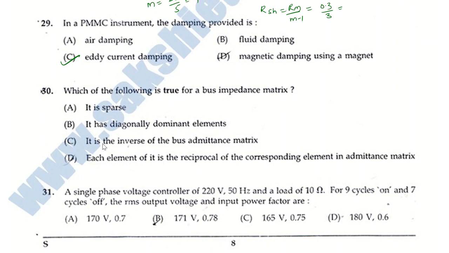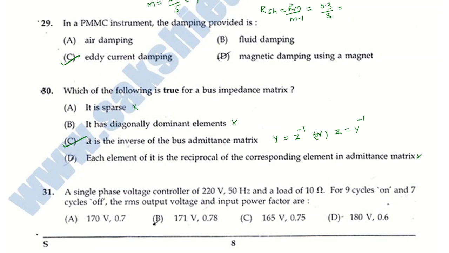Which of the following is true for a bus impedance matrix? It's not a sparse matrix. Why? Because the bus admittance matrix is a sparse matrix and it has diagonally dominant elements. This is also wrong. It is the inverse of the bus admittance matrix. We know that Y is equal to Z inverse, or Z is equal to Y inverse. So saying each element is the reciprocal of the corresponding element is a wrong statement. Among the statements, the correct statement is C.